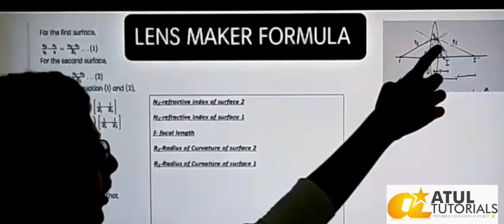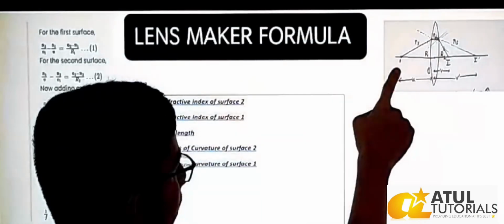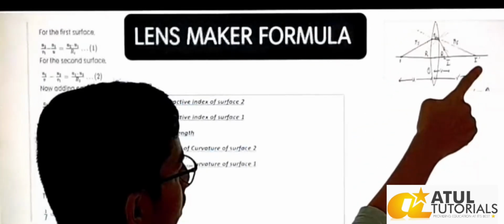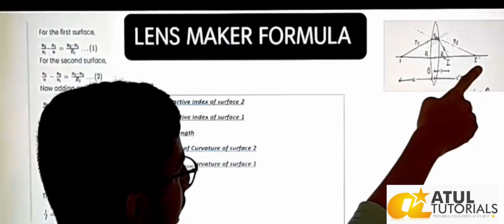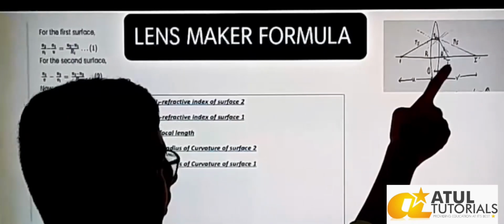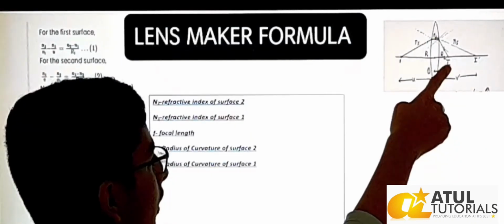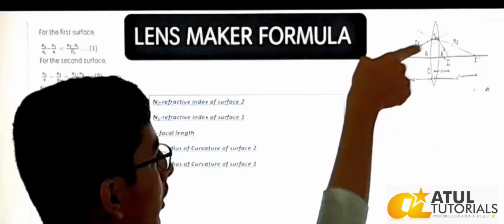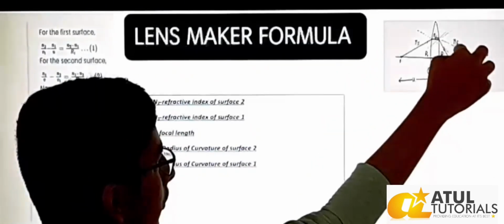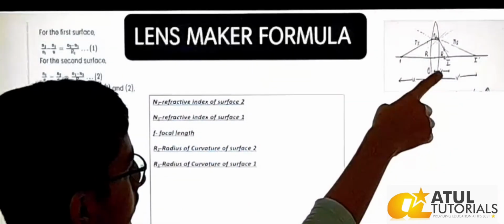Here we have taken a thin lens which has two refracting surfaces. The object is kept at refracting surface 1 and its image is formed at I dash, and I dash works as the object for refracting surface 2, and its final image is I. We know that when refraction occurs, light usually travels from a rarer to a denser medium, but here light is traveling from the denser to the rarer medium.